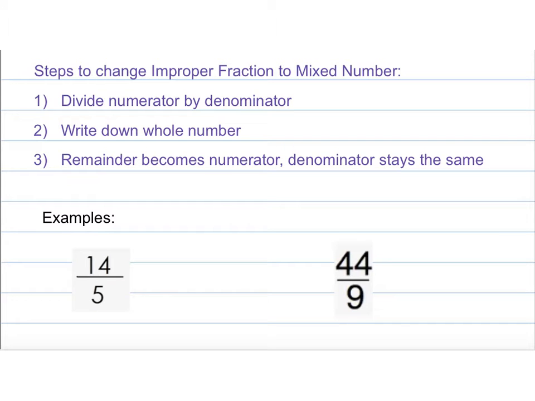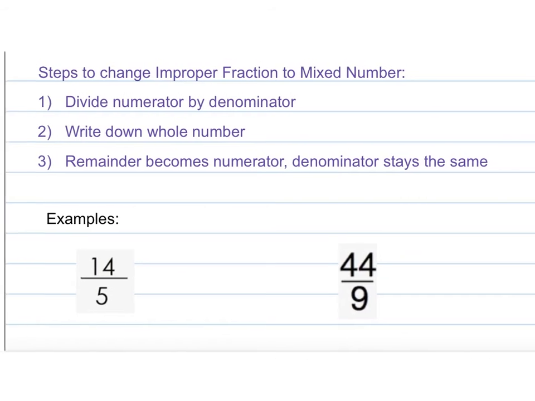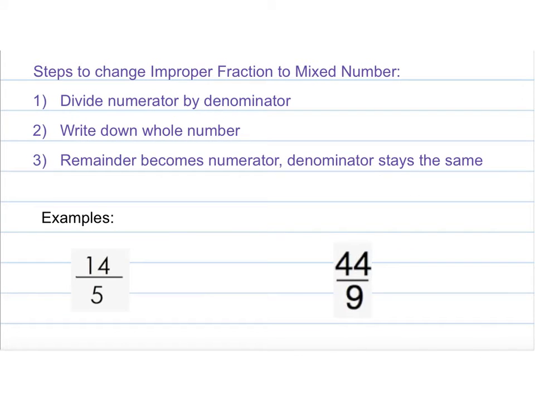So friends, here are the steps to change an improper fraction to a mixed number. The steps are to divide the numerator by the denominator, just like we would in a normal proper fraction. You're going to write down the whole number. How many whole times does our denominator fit into our numerator? And then the remainder, if we don't make it a decimal number, becomes how many are left over, and that becomes a numerator out of the remaining 5.